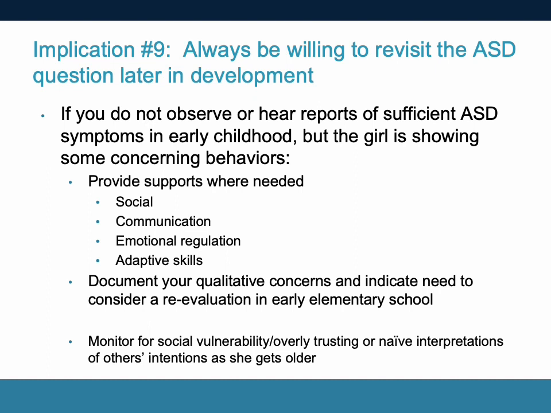And in that situation, I think the most important thing we can do is continue to narrate out loud for the parents, and in writing for the parents and the team, the relative strengths and qualitative differences you are observing, the things that you are concerned about tracking over time, and then continue to monitor and assess those things. As the social context gets more complex, some of the social behaviors we associate with autism could become more observable for girls in those elementary and middle school years.